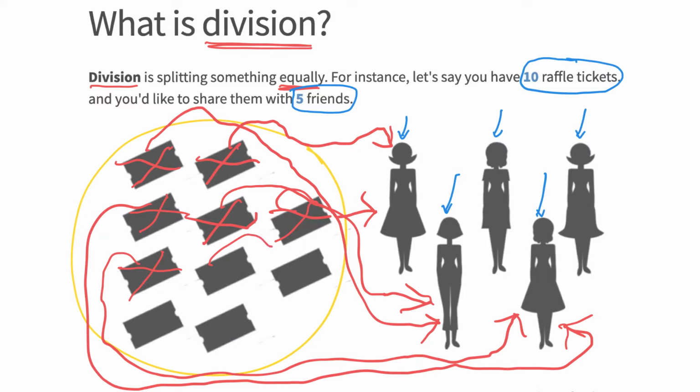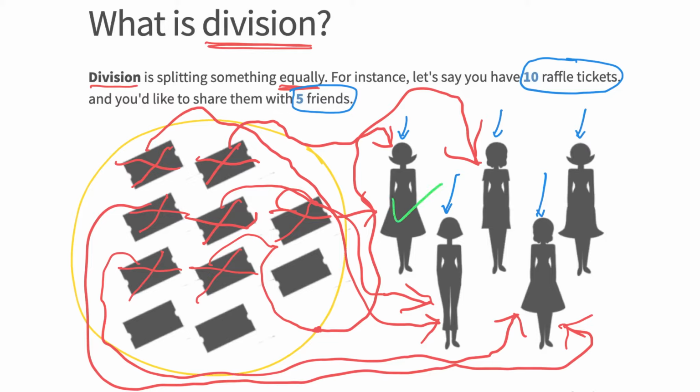So how many raffle tickets have you used so far? 1, 2, 3, 4, 5. No, 6. Good. And you gave 6 tickets to how many friends? We gave 1 to this friend so far. She got 2. This friend got 2. This friend got 2. Good.